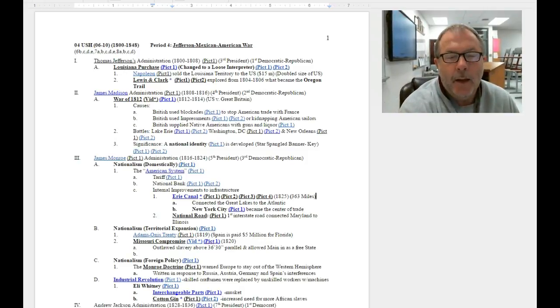Thomas Jefferson was the first Democratic Republican president. He had served as Secretary of State for George Washington. He had served as vice president to John Adams and had lost the 1796 election in a very close election to John Adams.